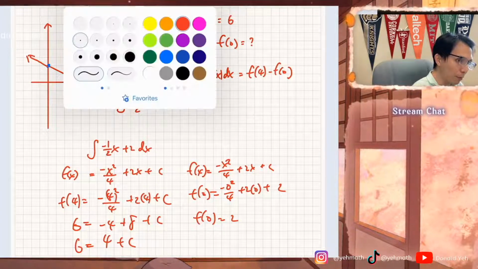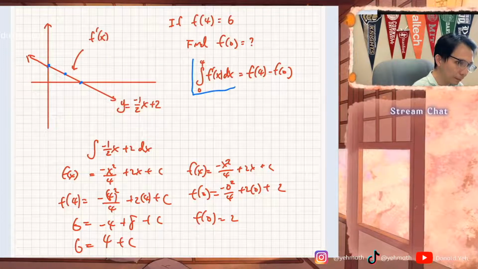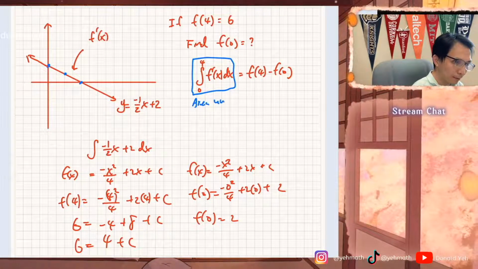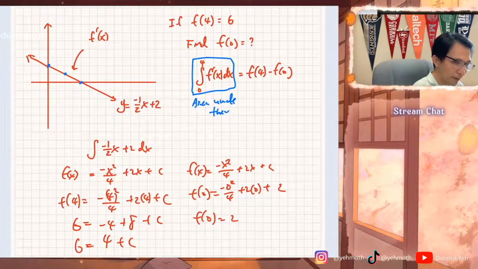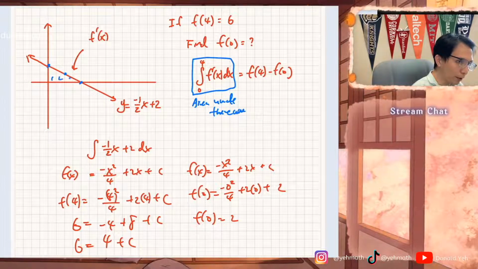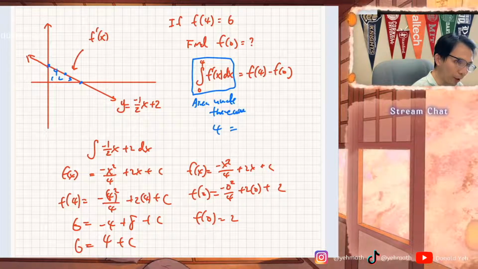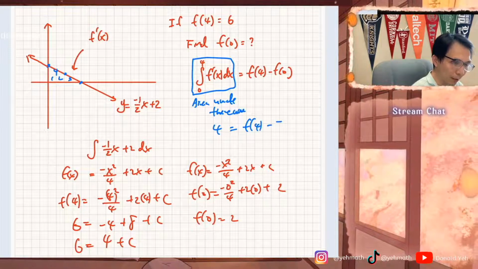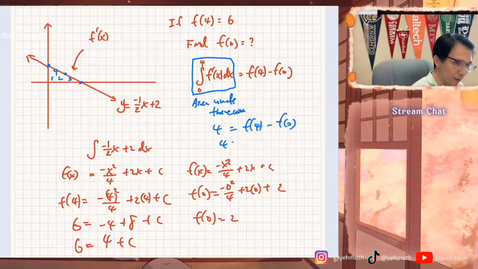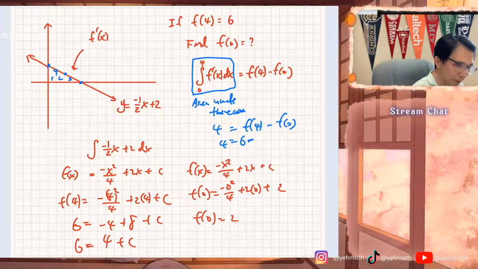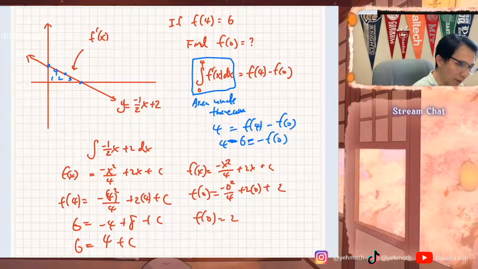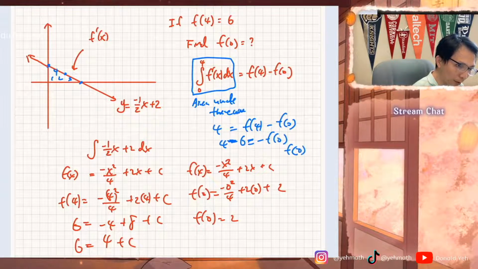And what is this representing here? That's the area under the curve. So therefore, it's going to be 1, 2, 3, 4. So 4 is equal to f of 4 minus f of 0. f of 4 is equal to 6. So minus 6 equals negative f of 0. So f of 0 is equal to 2.